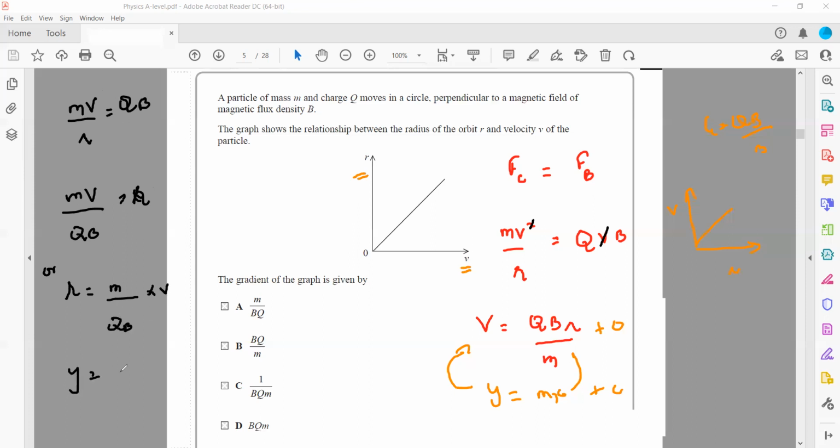Then I compare with the equation of a straight line y equals mx. On the y-axis, I have r, the radius of the circular path. On the x-axis, I have the speed at which the particle is moving, so my gradient will be equal to, what? The gradient g is equal to m, the mass of the object, divided by qB or Bq. So the gradient of the graph will be equal to m divided by B into q.